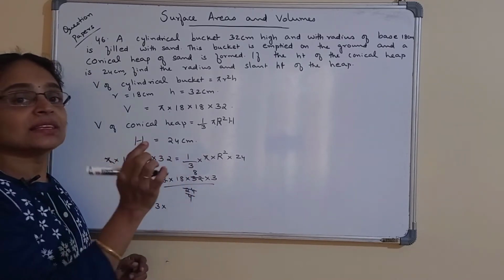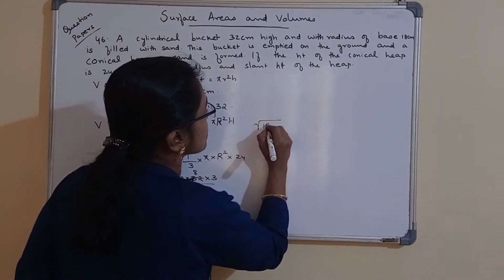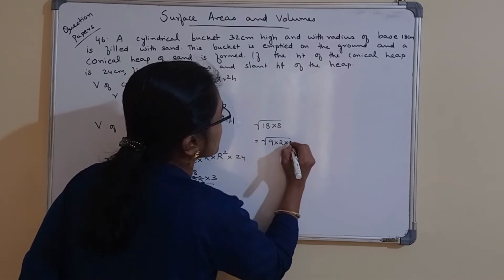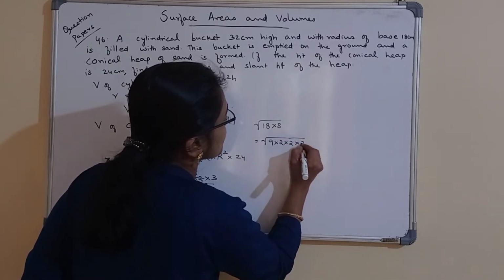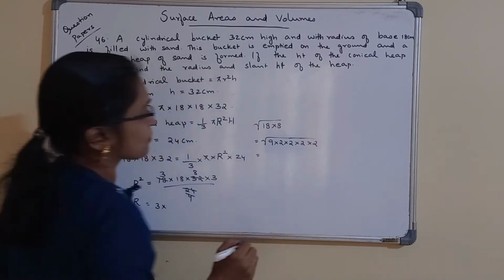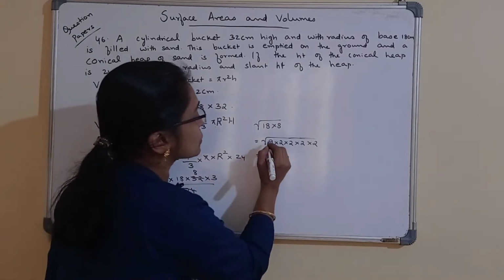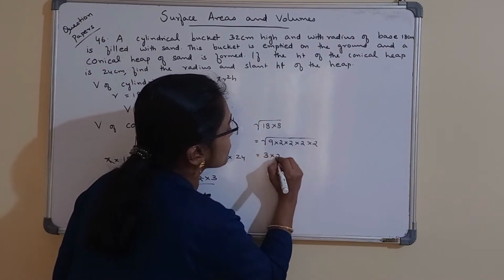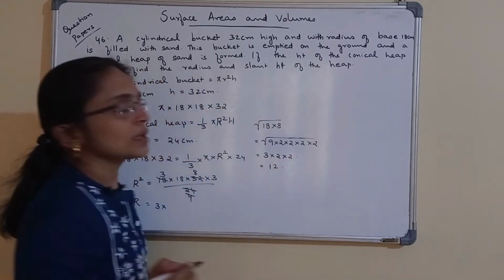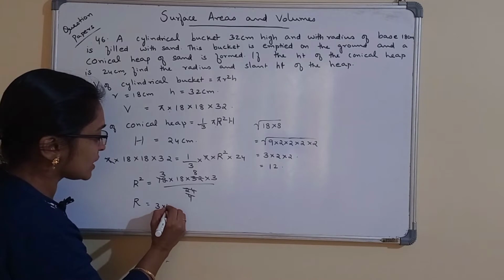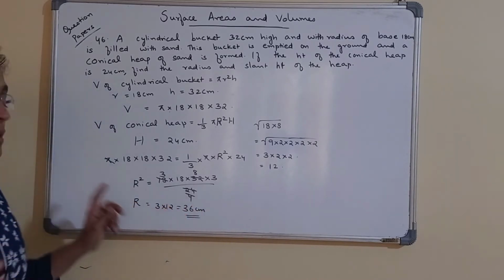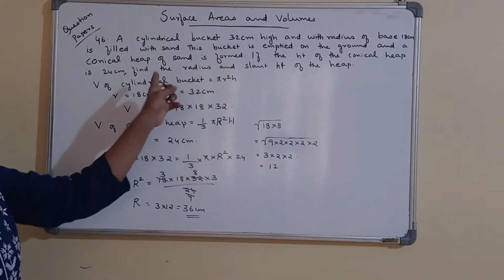Then root of 18 into 8. We can take it as root of 18 into 8 can be considered as root of 9 into 2 into 8 is 2 into 2 into 2. So, what is the root of this? It is root of 9 is 3 and root of 2 into 2 is 2. Root of 2 into 2 is 2, which is equal to 12. Right? So, this is equal to 3 into 12, which is equal to 36. 36 centimeter is the radius of this heap.